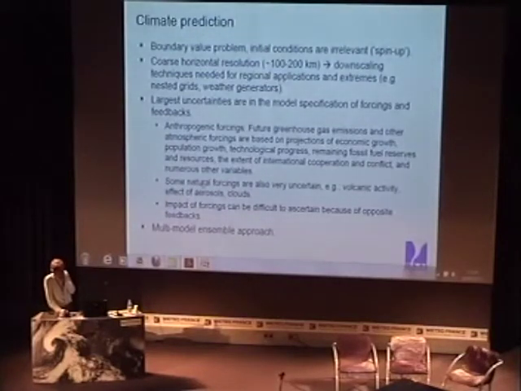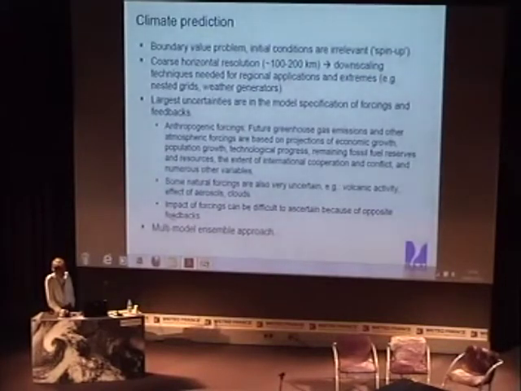Some natural forcings are also very uncertain, by the way, like volcanic activity. We can't say long in advance whether a volcano is going to erupt, but it may have a major impact on the evolution of the climate, or your seasonal forecast as well. So the effect of aerosols and clouds all have quite a high level of uncertainty.